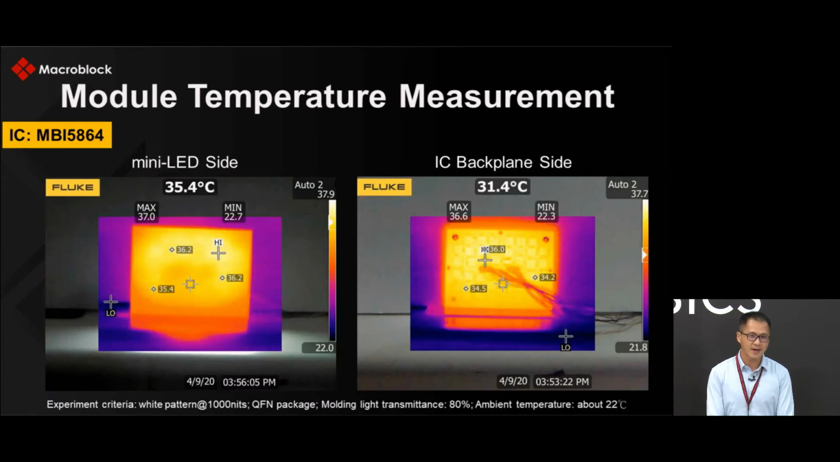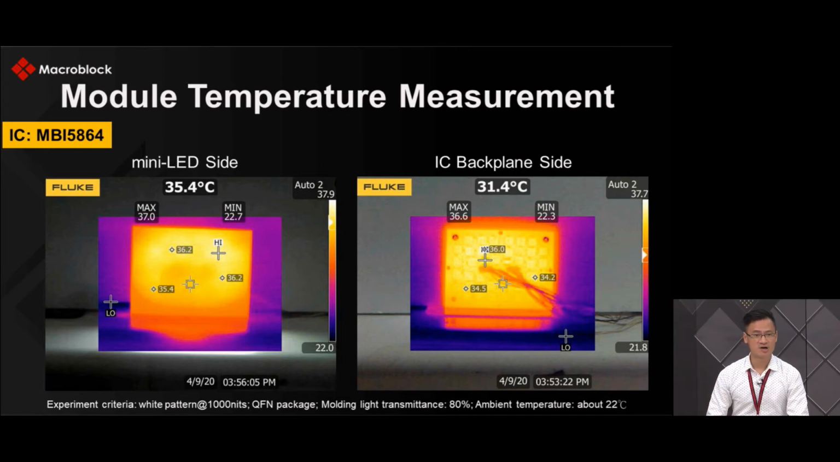This is a real case measuring the temperature on the surface of the mini LED and IC driver. As a result, due to the low power consumption of MBI 5864, the surface temperature of the IC driver is only 31.4 Celsius degrees, which is lower than the mini LED, which means IC temperature will not cause the mini LED to have a color shift phenomenon. The point is that with Macroblock low power technology, it can bring you lower temperature and high reliability.